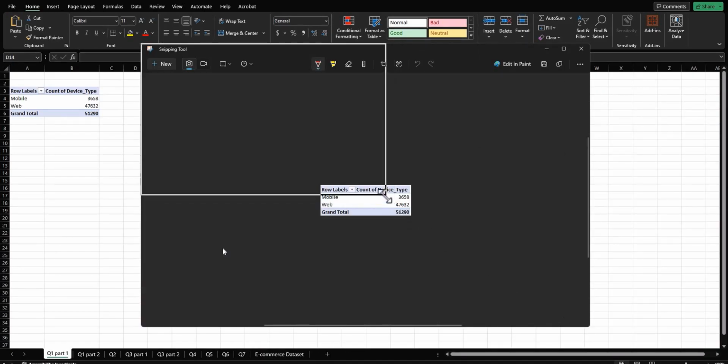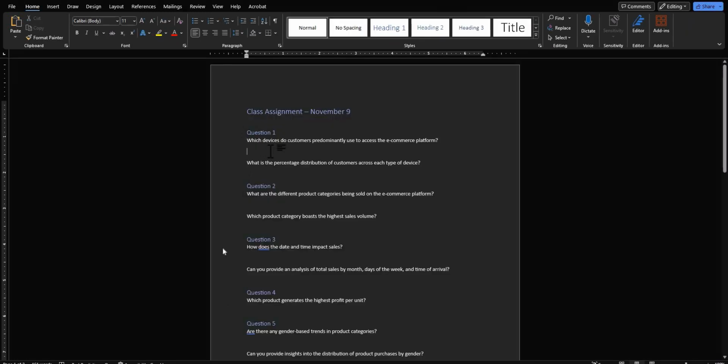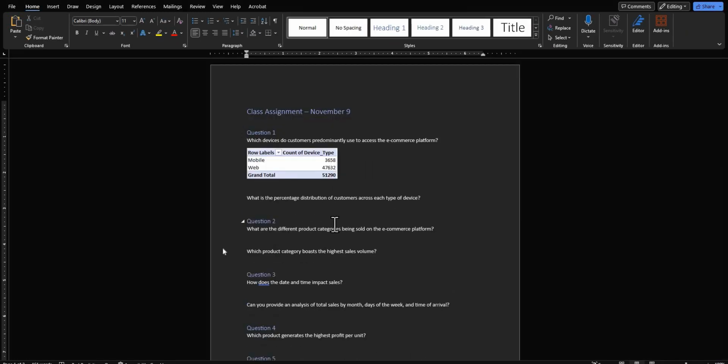But I actually don't use the snipping tool myself very often because I have what's called Snagit, and so I use that. Then you just hit the copy button, and you can paste that in here. That puts the answer there, and then I'll answer the question: which devices do customers predominantly use? Web at 47632.